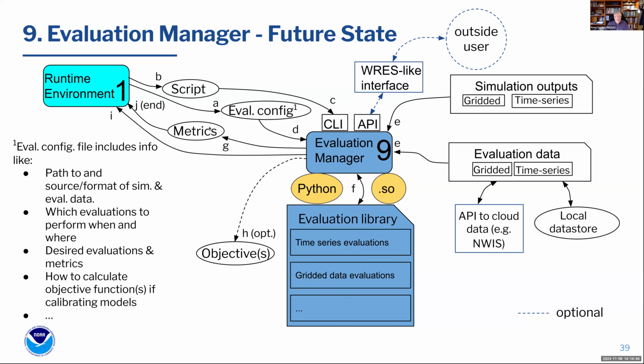The evaluation configuration file for this would contain information about the path to the source and format of the simulation and evaluation data, which evaluations to perform when and where, desired evaluations and metrics, how to calculate objective functions if we're calibrating models, and other things.